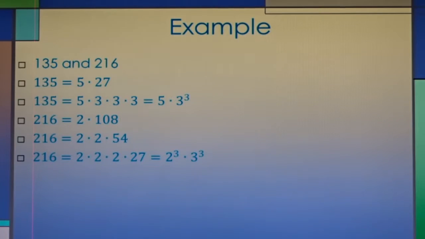So 2, I have 3 times, so 2 to the third power. 3, I have 3 times, so 3 to the third power. So my LCD is going to have 1 5, 3 to the third power, and 2 to the third power. So that means my LCD is 1080.